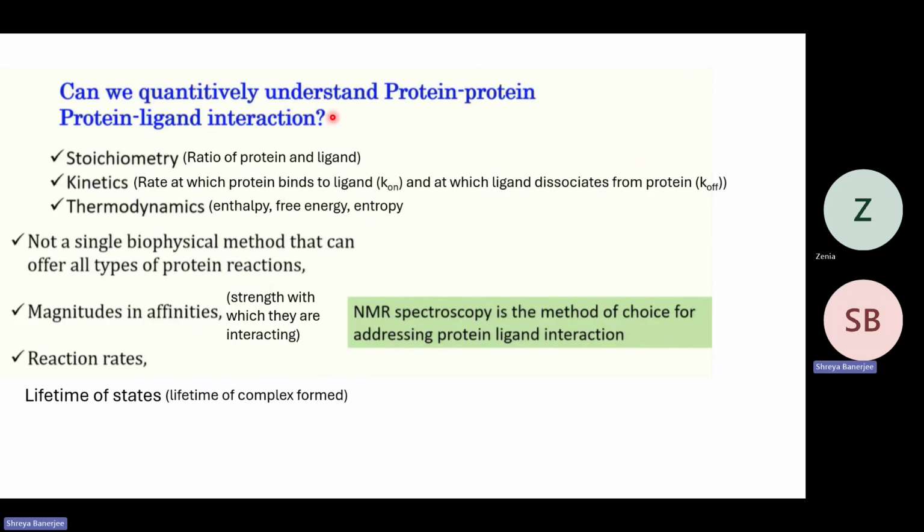Now, can we quantitatively understand protein-protein and protein-ligand interaction? How can we understand that? One is the stoichiometry, that is how much of protein is binding with how much of the ligand, whether it's a 1:1 interaction or 1:10 interaction, and so on. Then is the kinetics, that is the rate at which the protein binds to the ligand, which we can call K on, and the rate at which the ligand dissociates from the protein, which we can call K off. Another point is the thermodynamics: the enthalpy, free energy, and entropy of the binding. All these have to be favorable in order for a good protein-protein or protein-ligand interaction to happen.